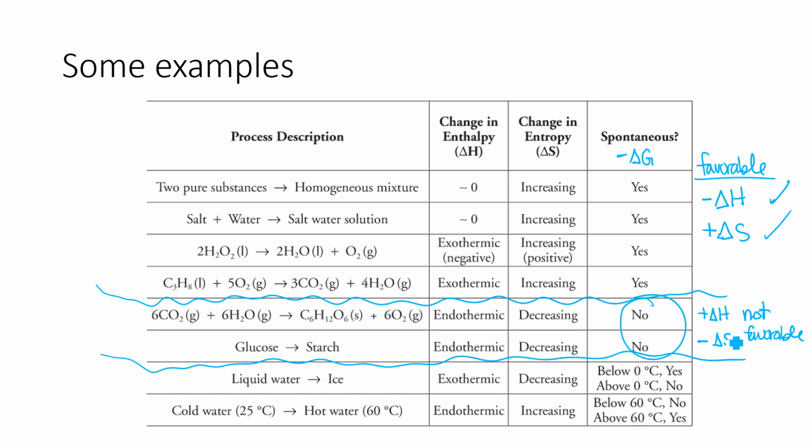Then these examples down here cover the other scenario: what if the signs are the same? What if you are exothermic, so your delta H is negative, but your entropy change is negative? Then you're going to be favorable sometimes, only at certain temperatures. If you are endothermic and your entropy is favorable, so both values are positive, it's the same thing. You're going to be favorable at some temperatures, but not others.